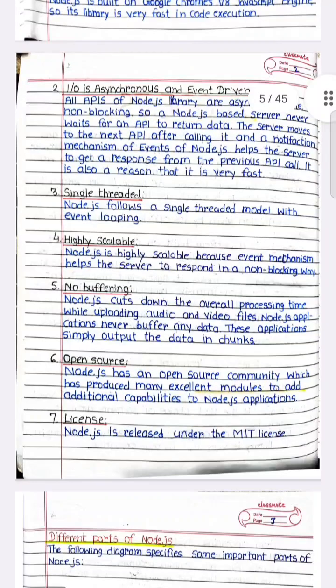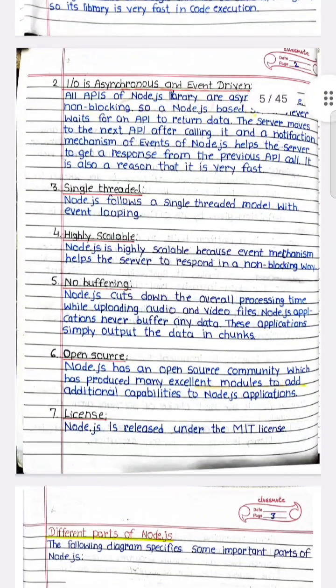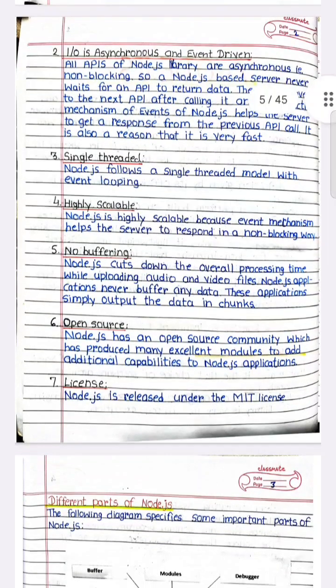The third one is single threaded. It means it follows the single-threaded model with event looping. The fourth one is highly scalable. It means you can scale whatever the size of the data is. Based on the database or data, you can scale the size of Node.js. With the help of Node.js, you can increase or decrease the response of any blocking or non-blocking code.